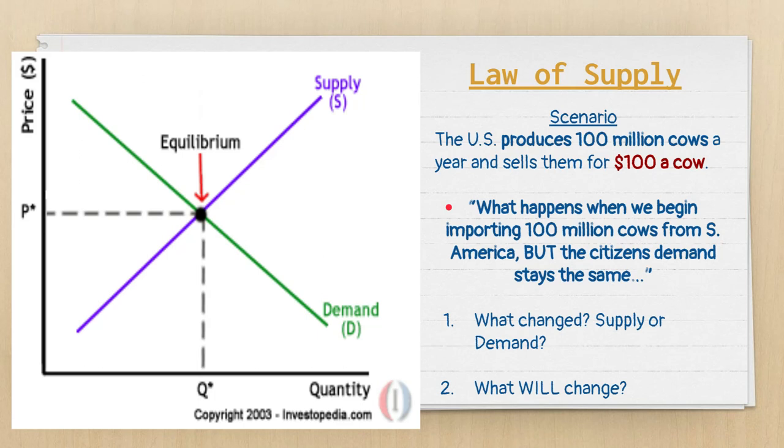Let's try to ask ourselves, what changed, supply or demand? Well, if you think about it, we had 100 million cows. We are importing or shipping 100 million more cows into our country. So that means now we have 200 million cows. That is going to be supply. Our supply has gone up 100 million cows. And let's try to think what will change because of that. Now we have more cows. So what's going to happen to price and what's going to happen to demand?